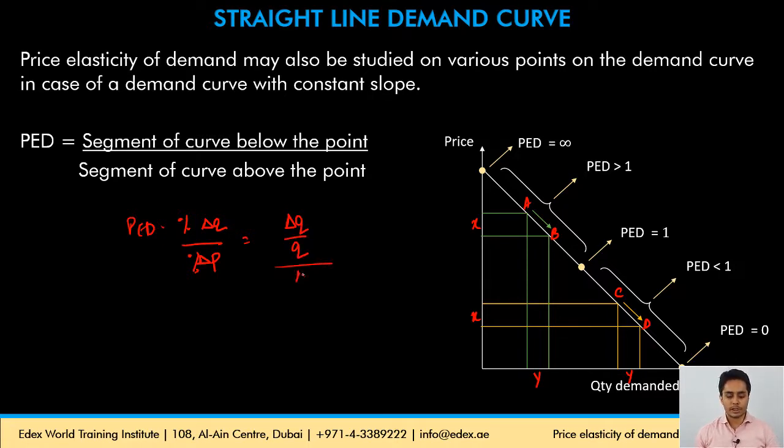Everything divided by change in price upon original price. If I simplify this further, we get change in quantity divided by quantity multiplied by original price divided by change in price. The denominator is inversed when you multiply the two variables. Now try to put in the values.